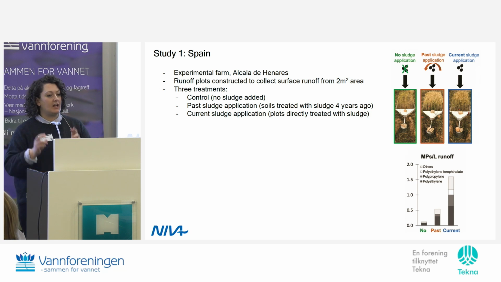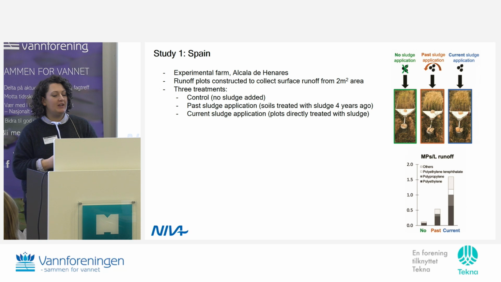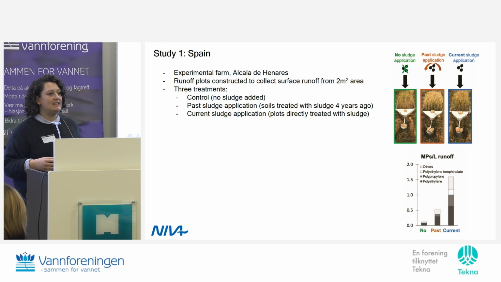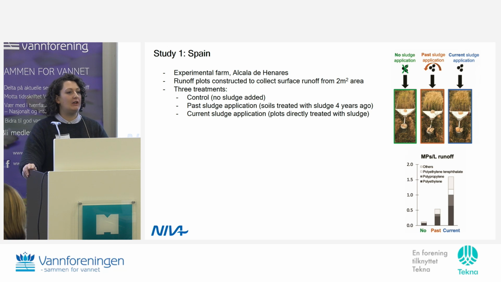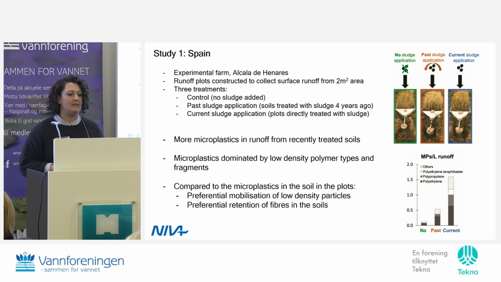We had historic past sludge application plots where soils were translocated from a site where the sludge had been applied 4 years prior. And we had a current sludge application plot where we directly added the sludge at a relevant level in terms of the local agricultural plastics at the start of the experiment.